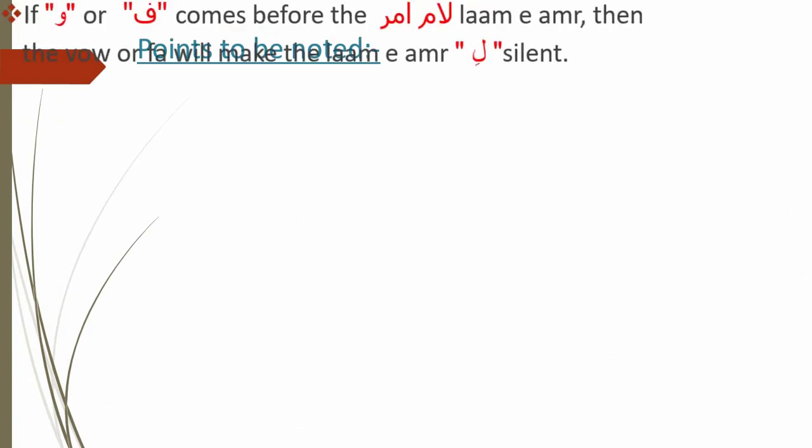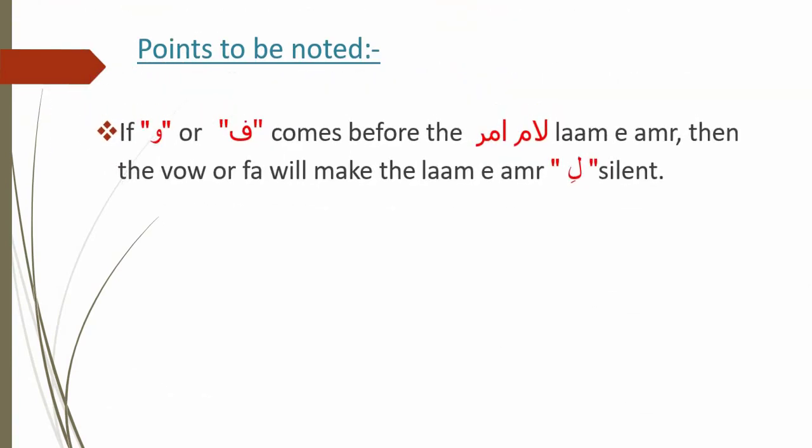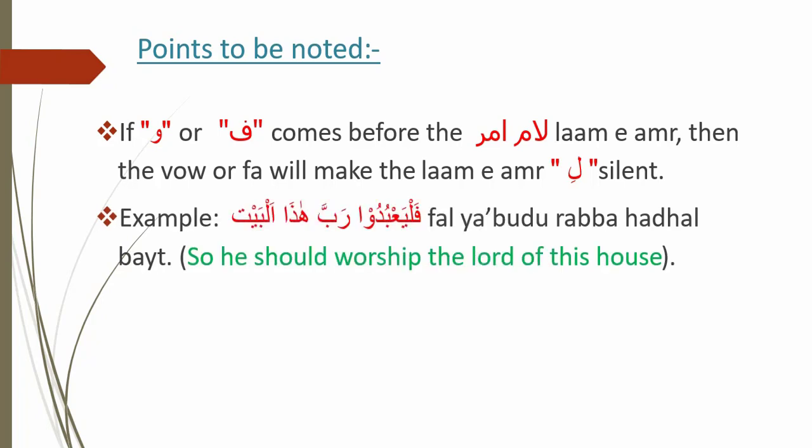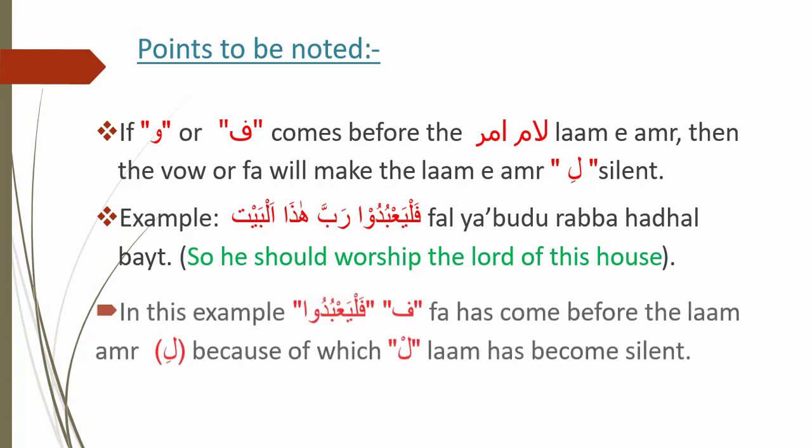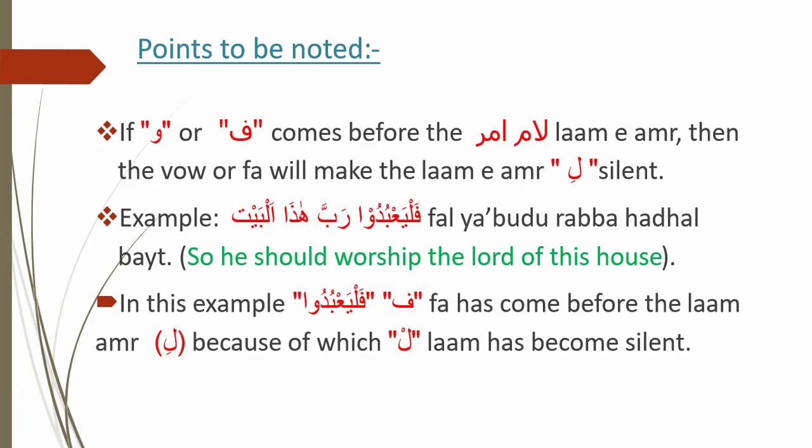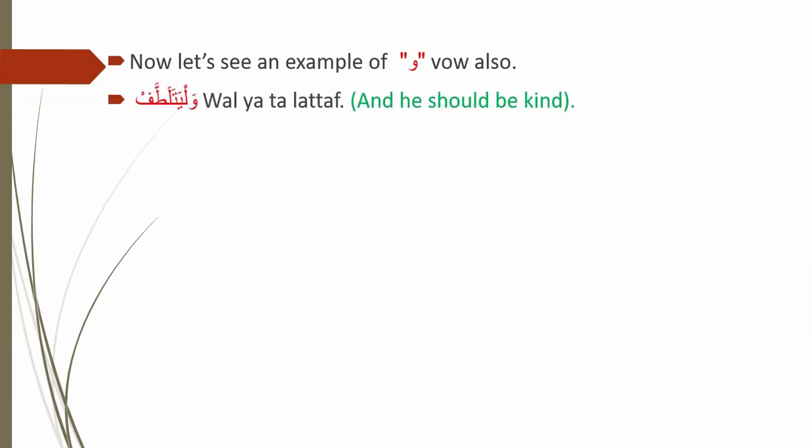Points to be noted. If waw or fa comes before the lam-e amr, then the waw or fa will make the lam-e amr li silent. Example: فَلْيَعْبُدُوا رَبَّ هَذَا الْبَيْتِ, so he should worship the Lord of this house. In this example, fa has come before the lam-e amr li, because of which lam has become silent. Now let's see an example of waw also: وَلْيَتَلَطَّفْ, and he should be kind.